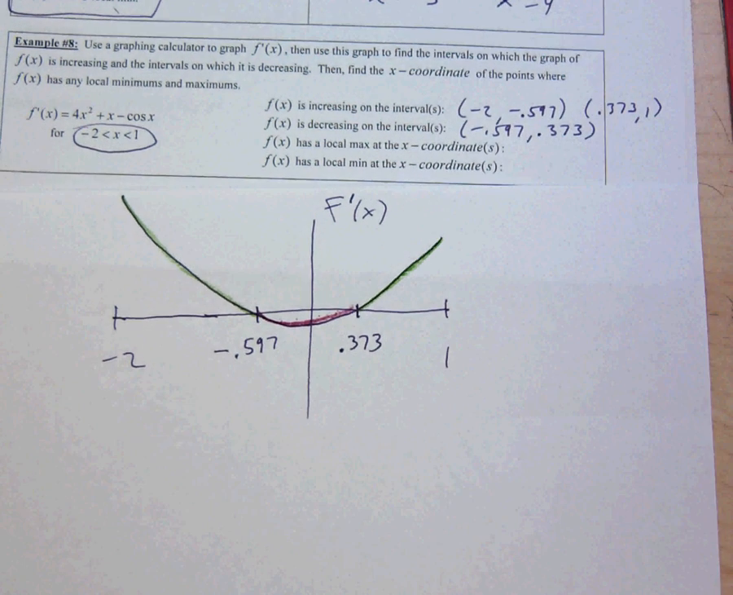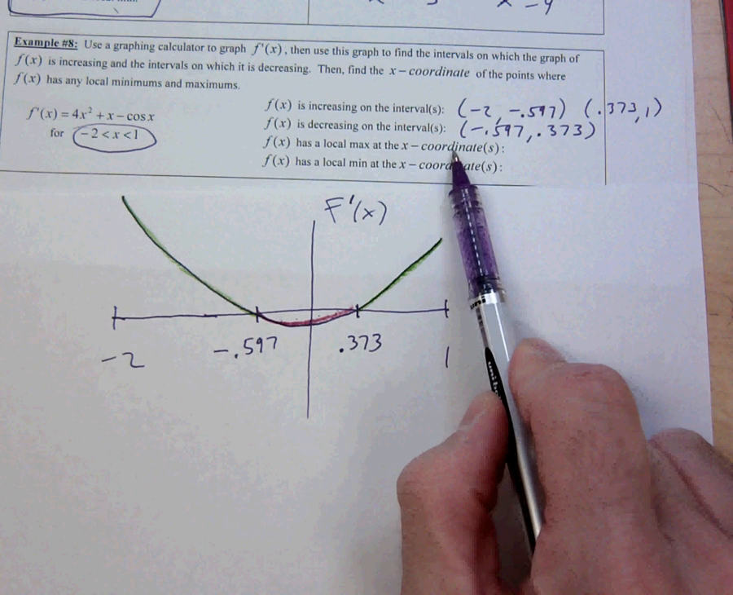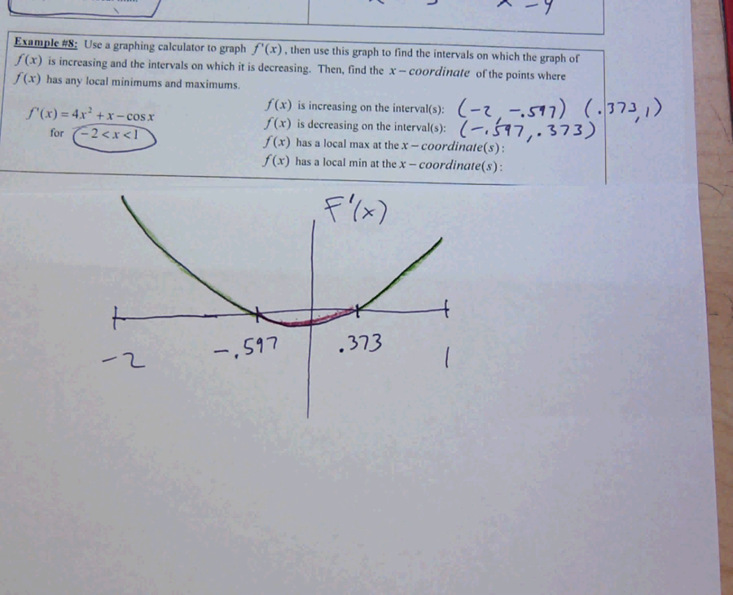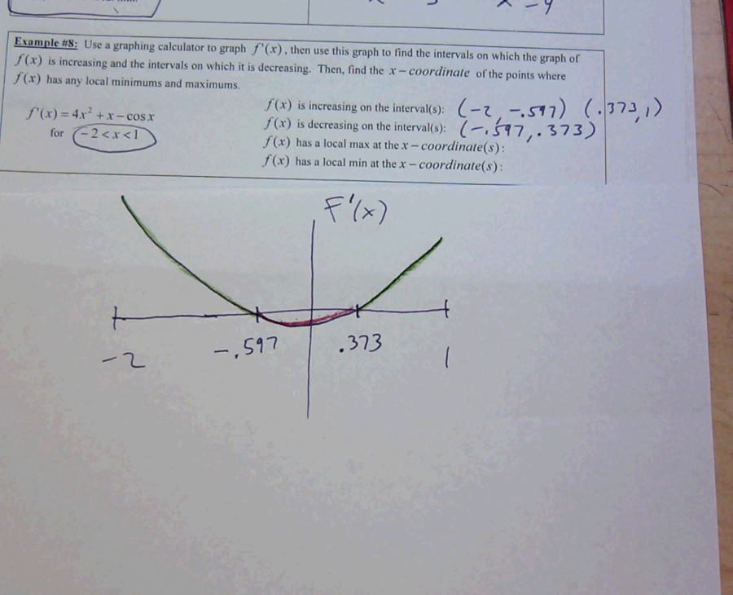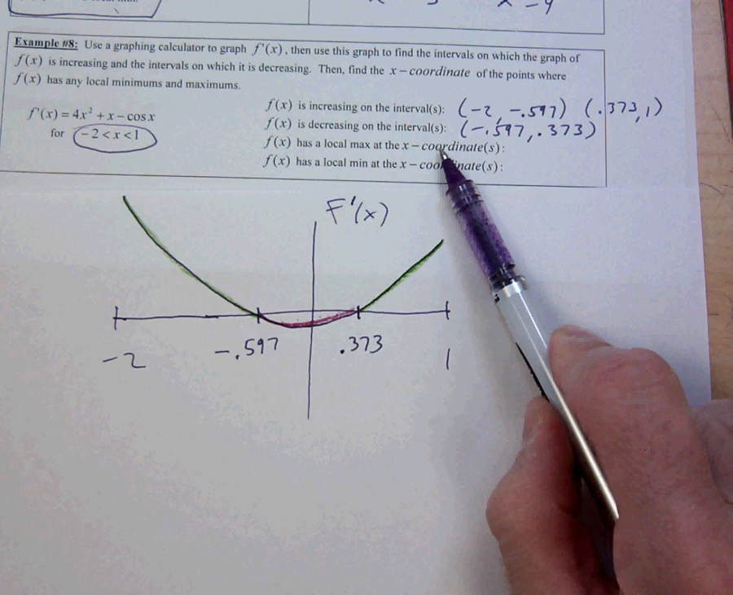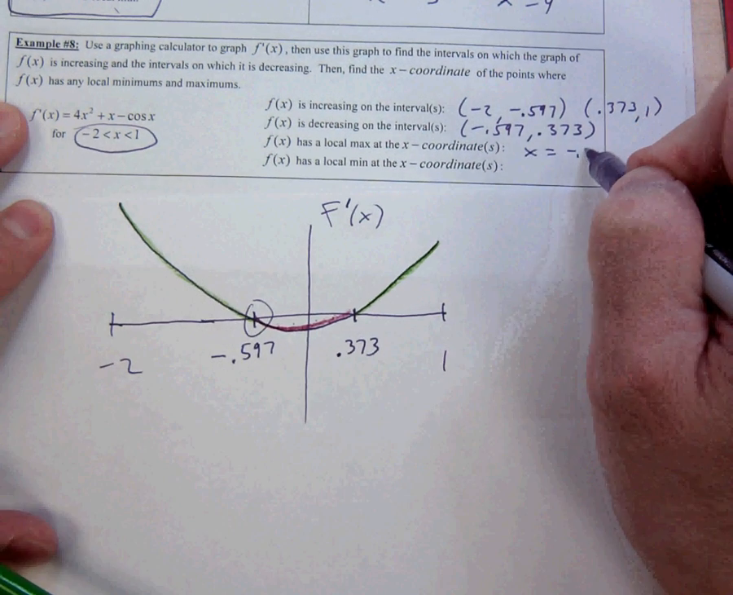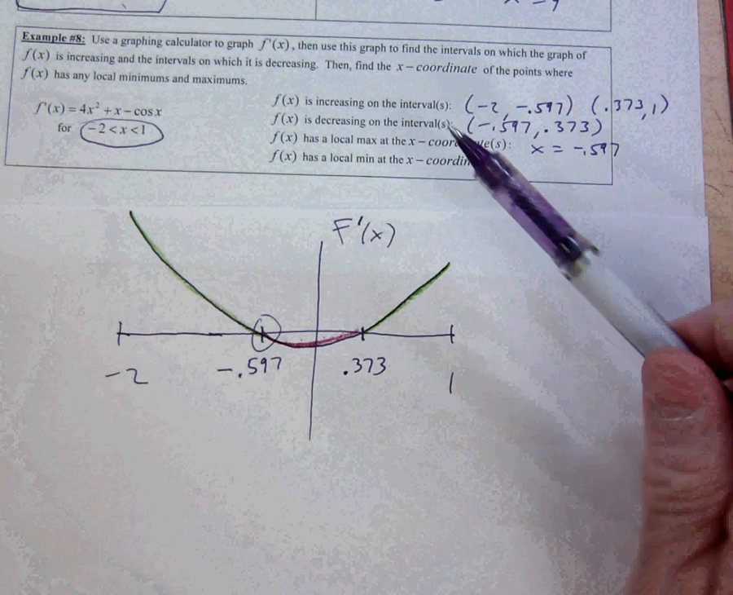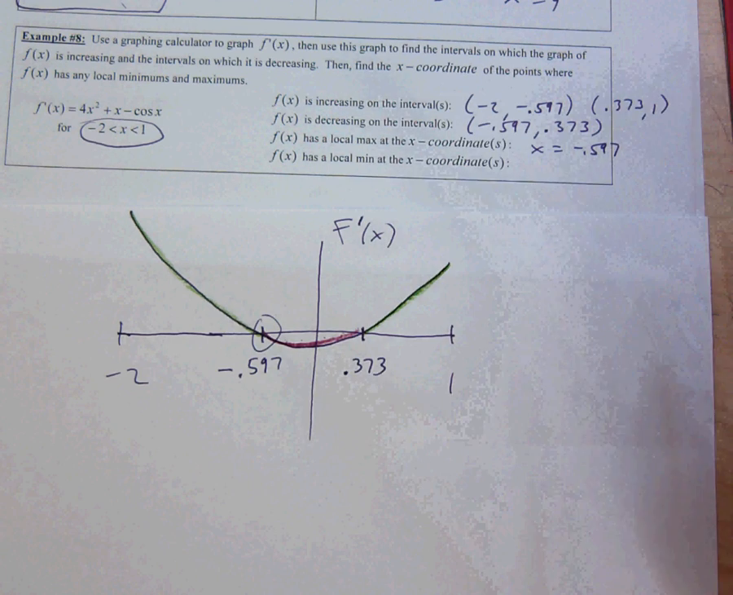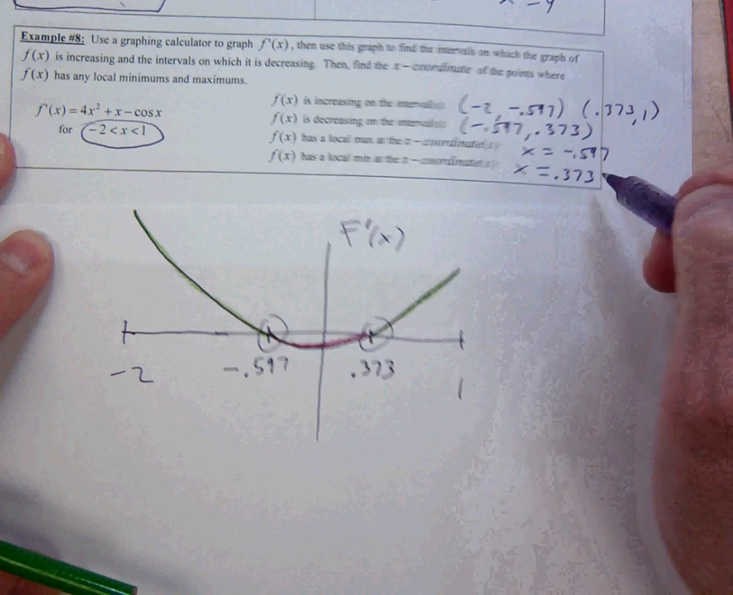Okay, now, I want to know where will f have a local max or a hill? Whenever f prime changes from positive to negative. Doesn't that happen right there? And finally, f will have a local min whenever f prime changes from negative to positive. And that would be at 0.373. Okay, now I'm done, but let me say one thing about your homework.